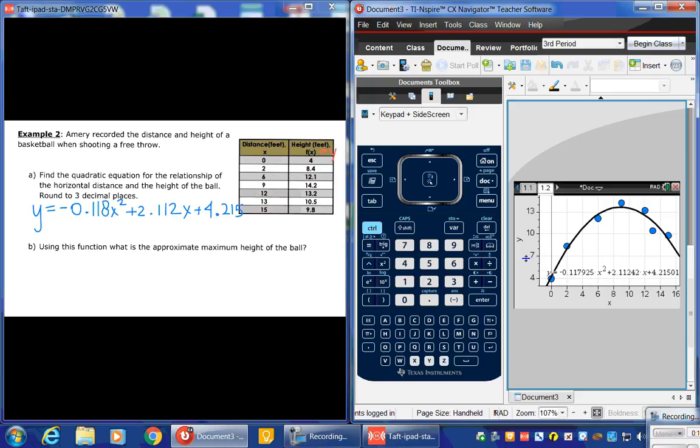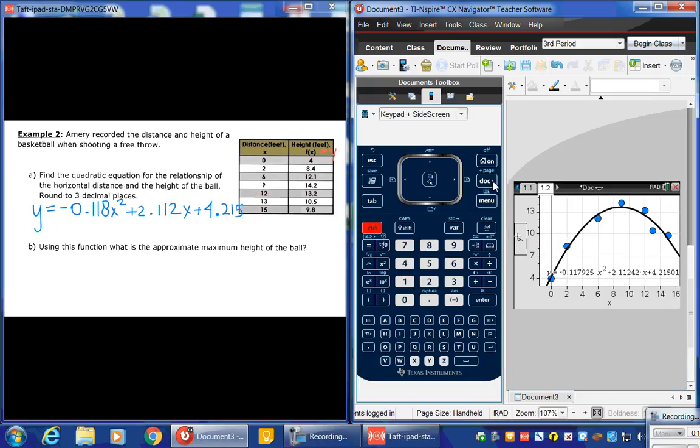Part B says use this function to approximate the maximum height of the ball. So there's a couple of ways we can do this. I can find this by hand by using the axis of symmetry and plugging that back in, or I could graph this in a calculator, and I happen to have this calculator here, so why not? Because it's going to be a decimal, I can see all these decimals, it's not going to be a very nice number, so let's go ahead and use a calculator.